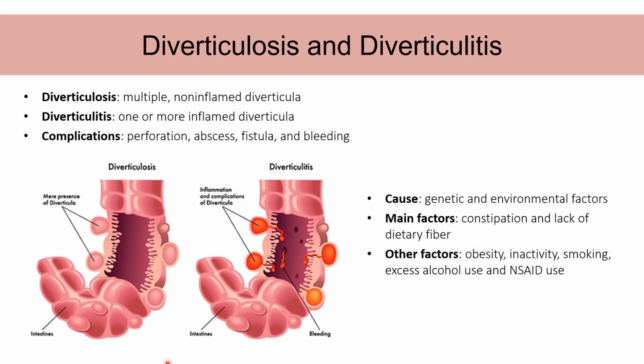The main factors are related to constipation and the lack of dietary fiber. Obesity, inactivity, smoking, excess alcohol use, and NSAIDs are all thought to also contribute to the formation of these little pouches, these little sacs, protrusions, whatever you want to call them. Again, a pouch-like sac in the mucosa of the intestine.